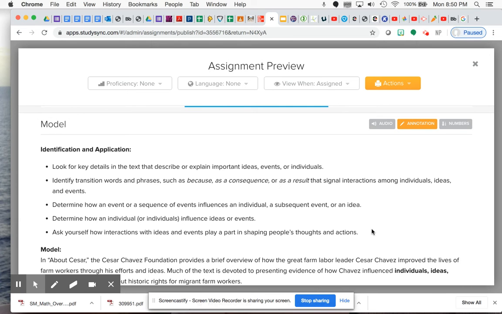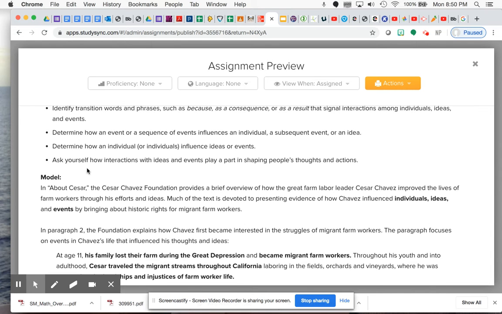So, when we look at this model, a lot of what I just set up here is now going to be put into practice. In "About Cesar," the Cesar Chavez Foundation provides a brief overview of how the great farm labor leader, Cesar Chavez, improved the lives of farm workers through his efforts and ideas. Much of the text is devoted to presenting evidence of how Chavez influenced individuals, ideas, and events by bringing about historic rights for migrant farm workers.